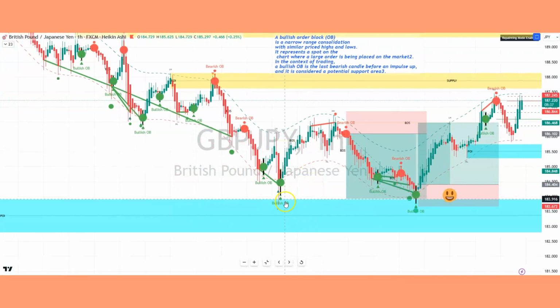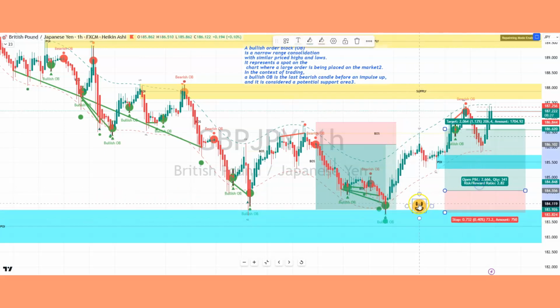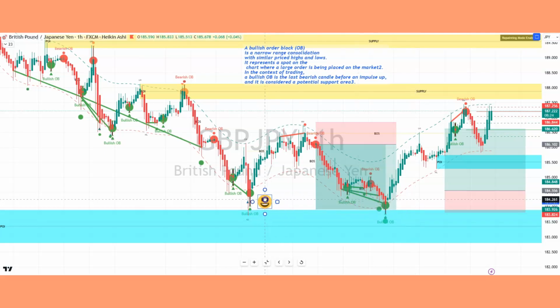So we can say that yes, we have positive divergence, green line. We have outside bar here, on demand, and then a green buy signal on the bullish order block. So just buy it on the green candle.